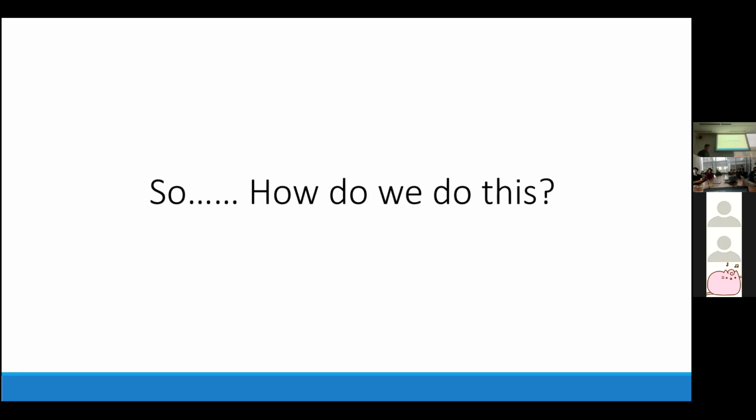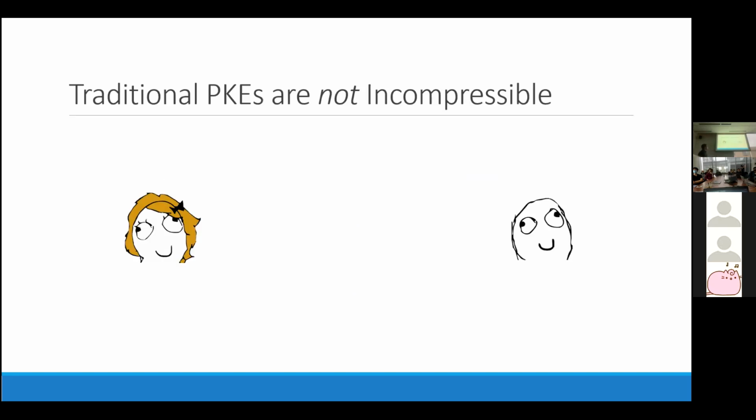Yeah, so how exactly do we do this? First of all, I want to convince you that it's not a very trivial thing. I want to show that traditional PKEs are not incompressible. A traditional way to construct PKE is using a hybrid scheme, right? You use a PKE scheme to encrypt the key needed for a symmetric key encryption. So for example, let's say you use the public key to encrypt a message.